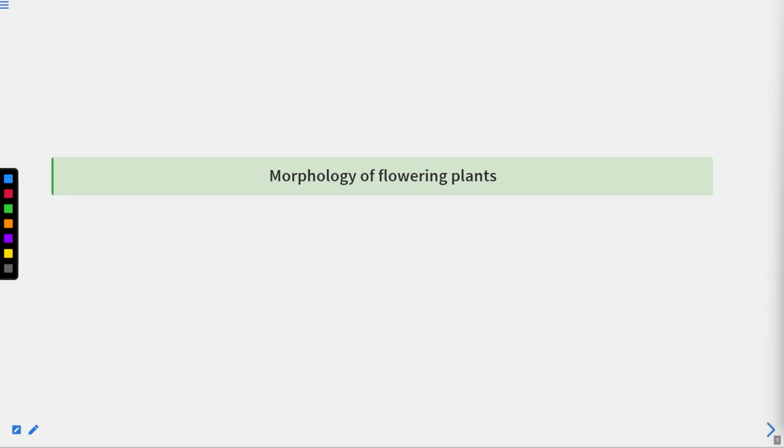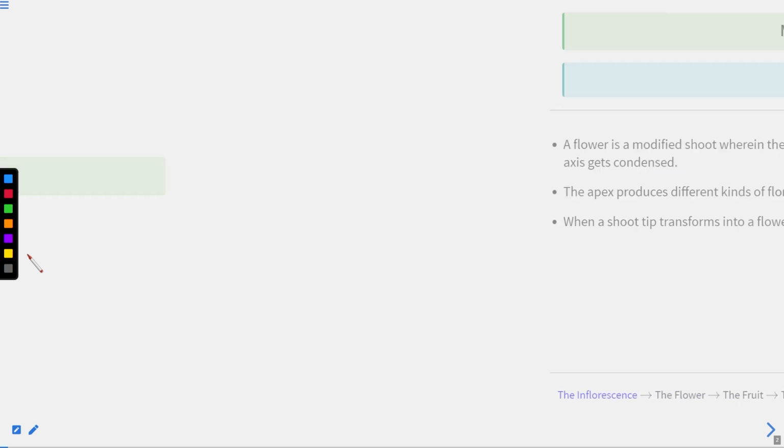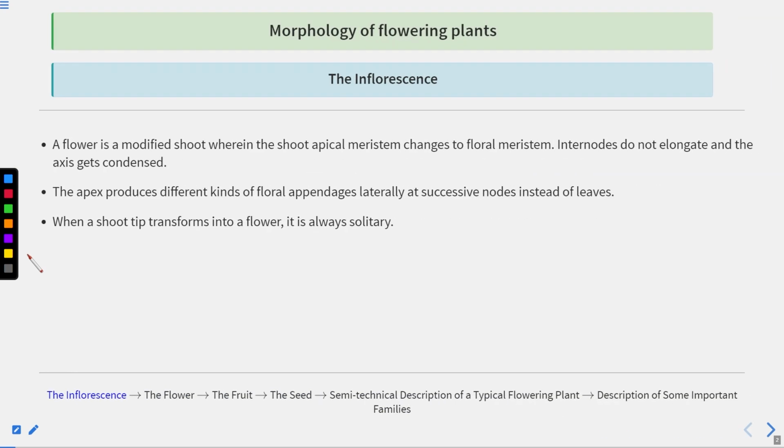So this is the second session, and in this session we are going to study about the flower, the inflorescence. Okay, so let us start with that. So here is the inflorescence. In the last session we talked about roots, stem, and leaves. Okay, now here comes the inflorescence.